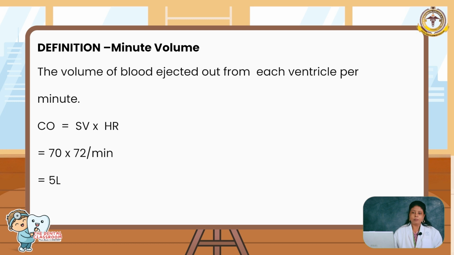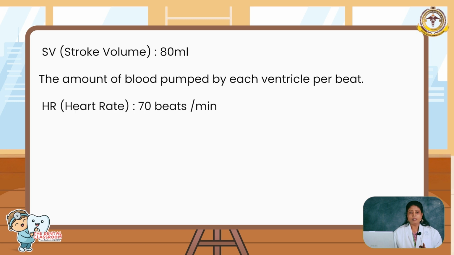As per the definition, the cardiac output is defined as the volume of blood ejected from each ventricle per minute. That's why it's also called as minute volume, and it's given by the formula cardiac output equal to stroke volume and heart rate. Here stroke volume is the amount of blood which is pumped by each ventricle per stroke, which is around 80 ml, and heart rate is the number of times the heart pumps per minute, which is around 60 to 100 per minute.